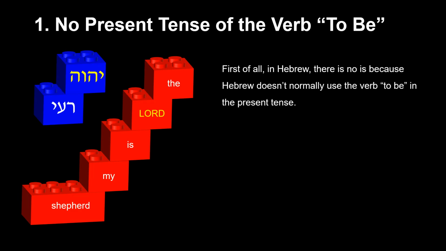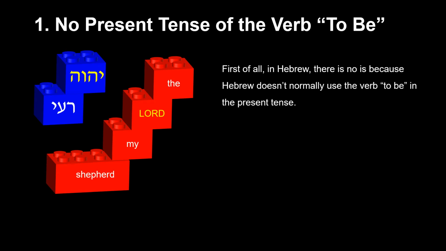No present tense of the verb to be. First of all, in Hebrew, there is no "is" because Hebrew doesn't normally use the verb to be in the present tense. So you just lost a Lego. And you have 4-2 now.